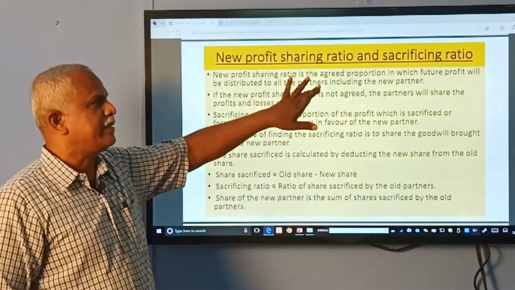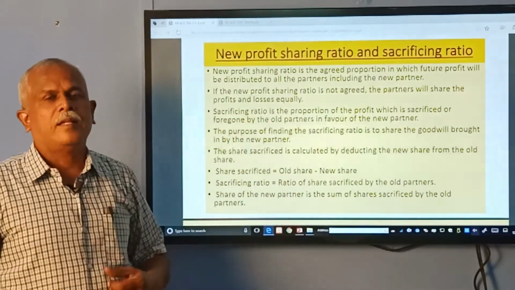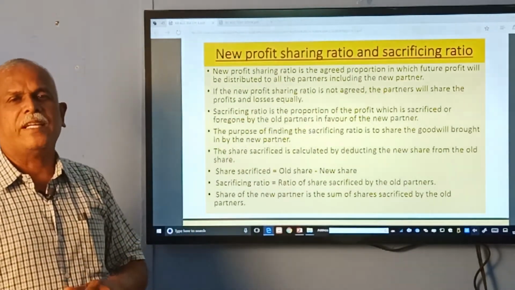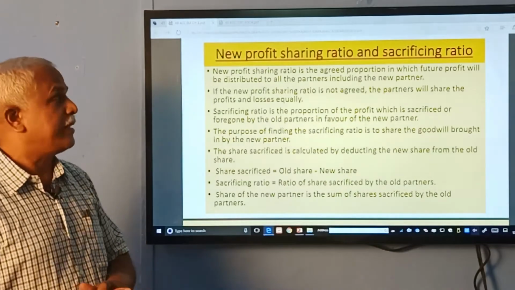Third adjustment, that is calculating the new profit share ratio and sacrificing ratio.